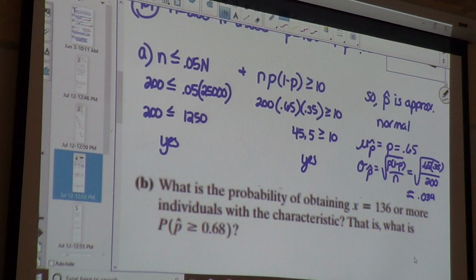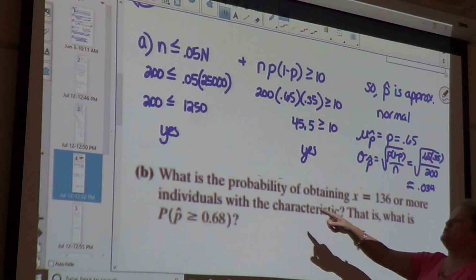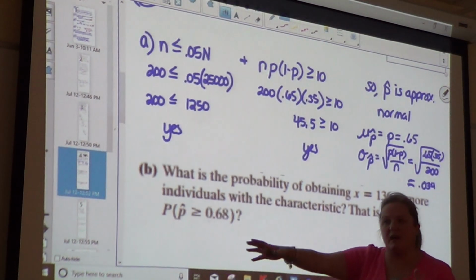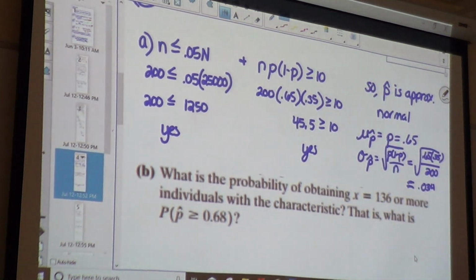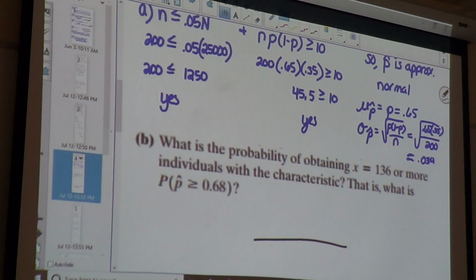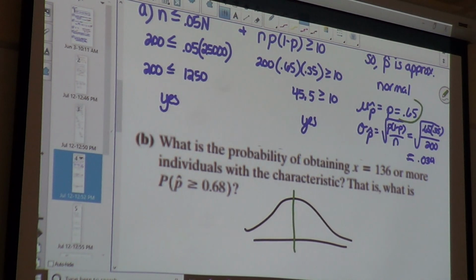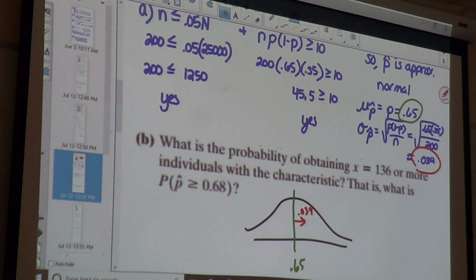So part B, what is the probability... So what are we trying to do now? Find the shade. So what kind of problem am I going to do? Normal CDF. So, from the previous problem, we just realized that it's a normal CDF. My mean is 0.65. My standard deviation is 0.034. We just got that from the previous problem.